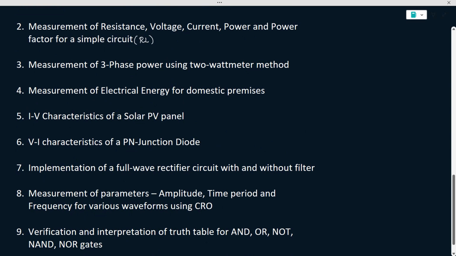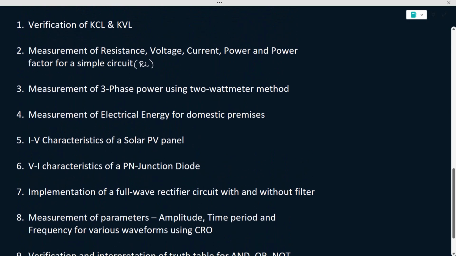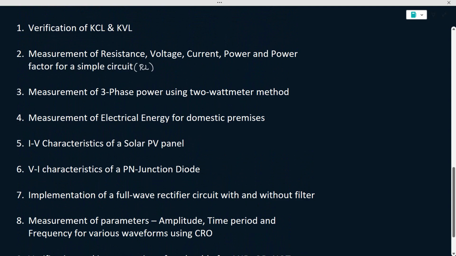If you observe here, certain experiments belong to electronics and certain experiments belong to electrical. So the first one, second one, third one, and fourth one, these are related to electrical engineering. Of course, solar PV is also electrical, but here we are considering a prototype PV panel, with a low range PV panel.